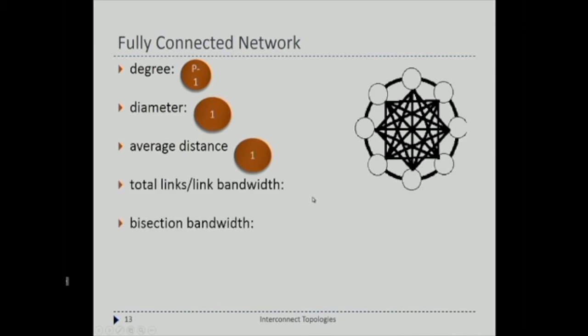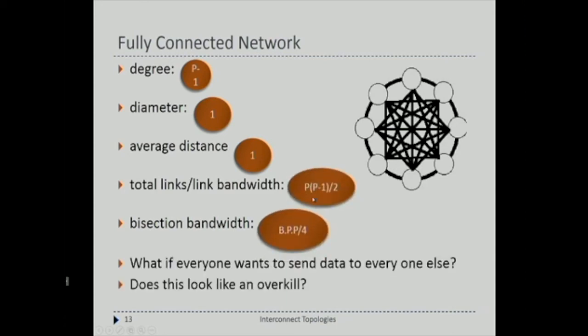Total links, how many wires are there in this network? Roughly p square. Everything is connected to everything else. That's p times p minus 1 by 2 if you don't count both directions. And bisection bandwidth, well, divide it into any half. It doesn't really matter. They're all symmetric. P by 2 processors on one side, p by 2 processors on the other side. How many links cross those two halves?